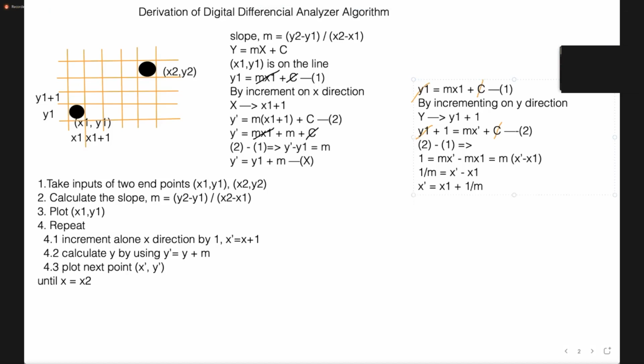Then we can calculate the y value. The new y value is going to be capital Y, and the x value is going to be x dash. Otherwise, we can take this y1 and x1 separately. Now the previous x value will be added with 1 over m. Now this is what we have to do if we are going to increment on y direction. That is a good point. Now let's see how to do this.